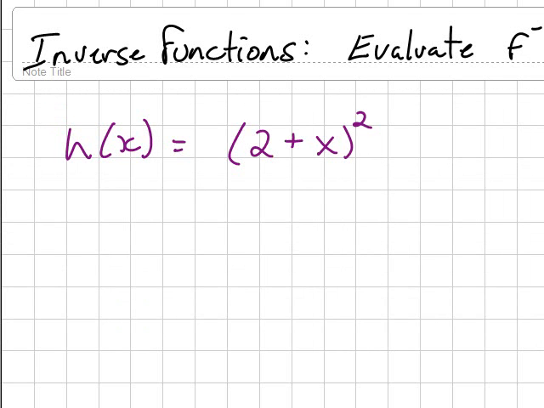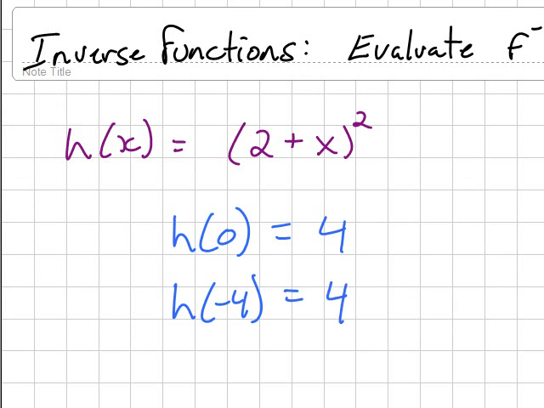Well, what we first need to do is see if h of x is indeed a one-to-one function. Upon further inspection, we realize that it is not. First of all, it's a parabola, but more importantly, if we substitute 0 in for x, we get a value of 4. But if we also plug in negative 4 for a value of x, we get a 4 in return. So here we have two examples, two inputs that spit out the same output, therefore it's not a one-to-one.